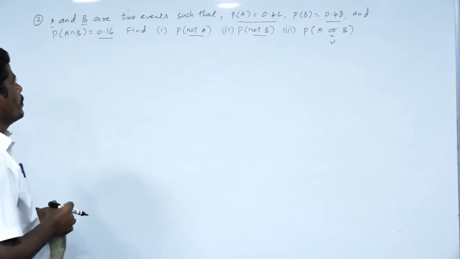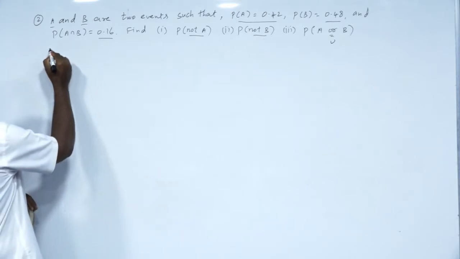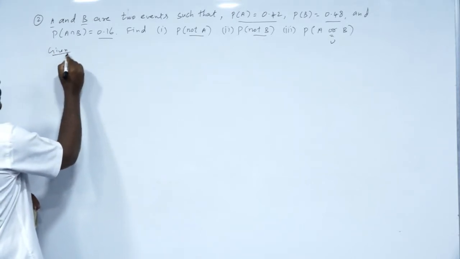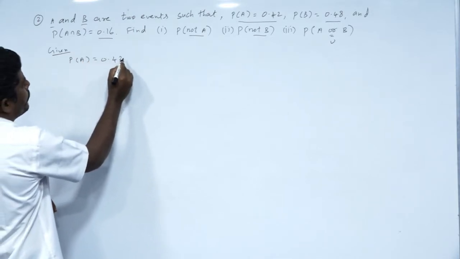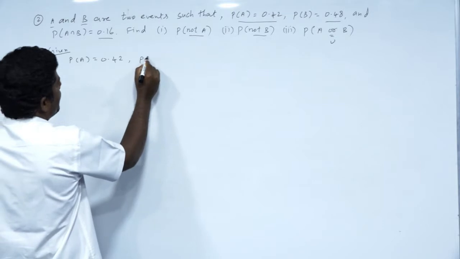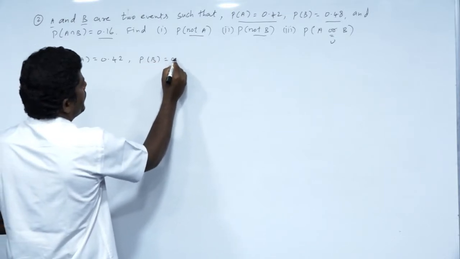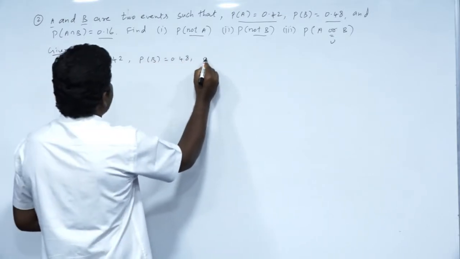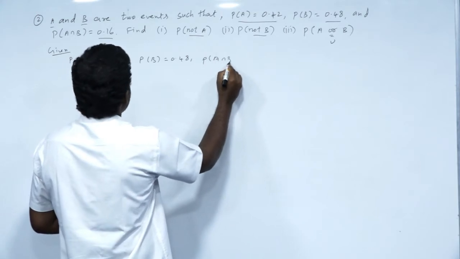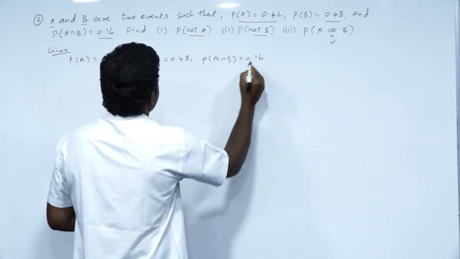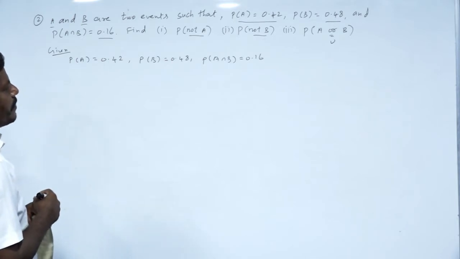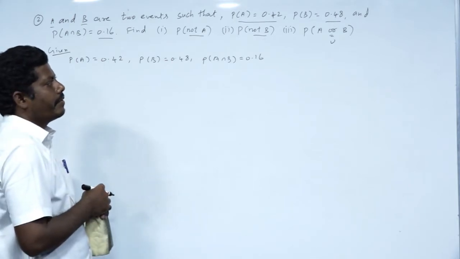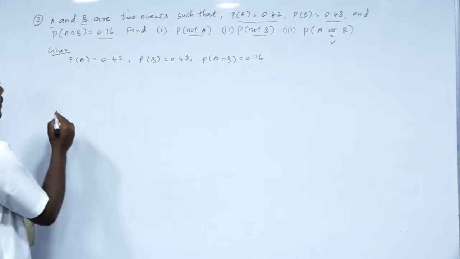Understand, my dear students? Now we take the given first. Here probability of A is 0.42, then probability of B is 0.48, and probability of A intersection B is equal to 0.16. So using this, we want to find out probability of not A, probability of not B, and probability of A or B. First you take probability of not A.